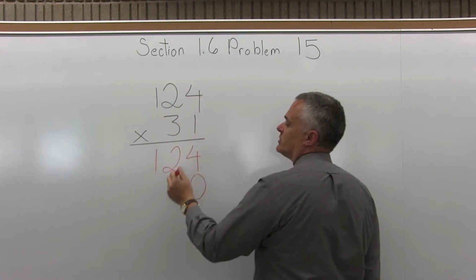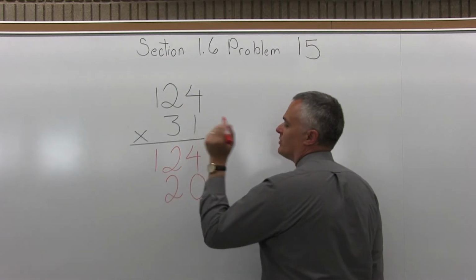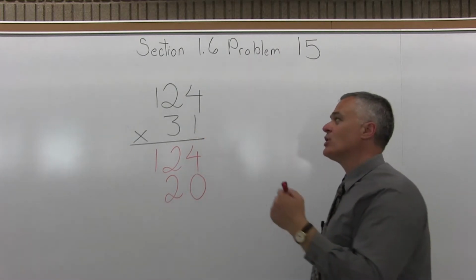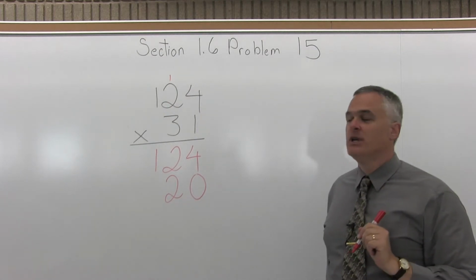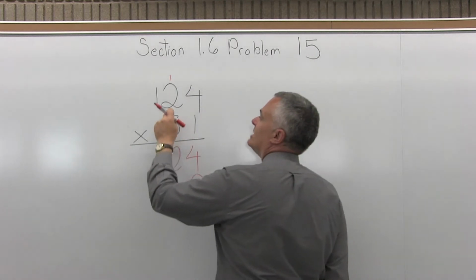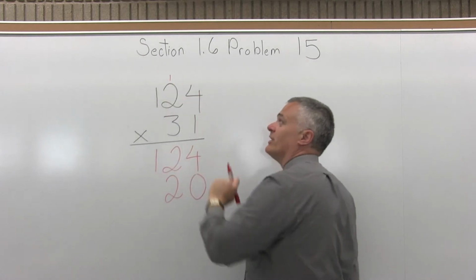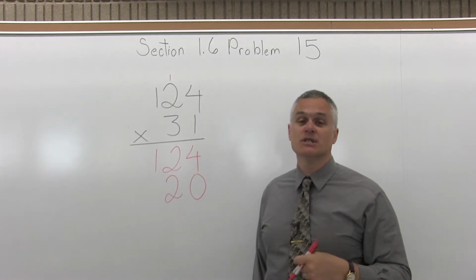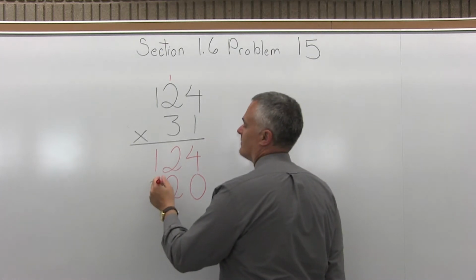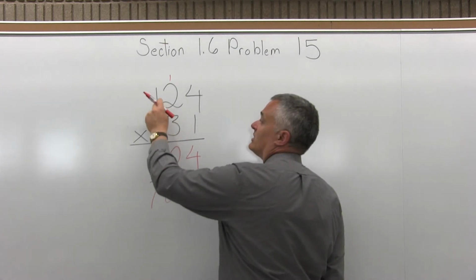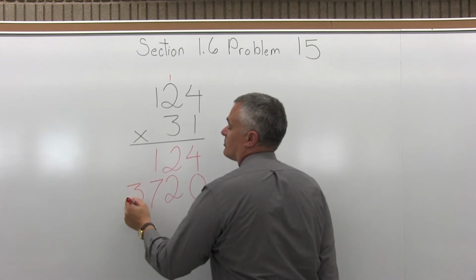3 times 4 is 12. I put the 2 from the 12 in the position where I'm working, carry the 1 from the 12 to the top of the next column. Now I'll multiply 3 times 2 and then add the 1 that I carried. 3 times 2 is 6, plus 1 more that I carried. 6 plus 1 more is 7. And then finally 3 times 1, which is just 3.